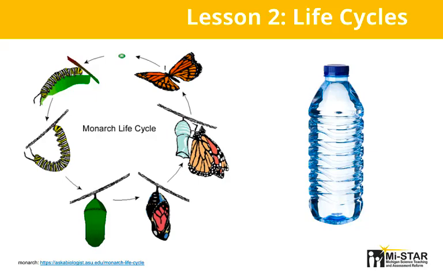Students compare the life cycle of a butterfly with that of a water bottle. Like most analogies, this one isn't perfect, but it is used to connect what students already know, a butterfly life cycle, to the new concept of a product life cycle. The salient point here is both the butterfly and the bottle have a lifespan which can be divided into distinct stages from beginning to end.